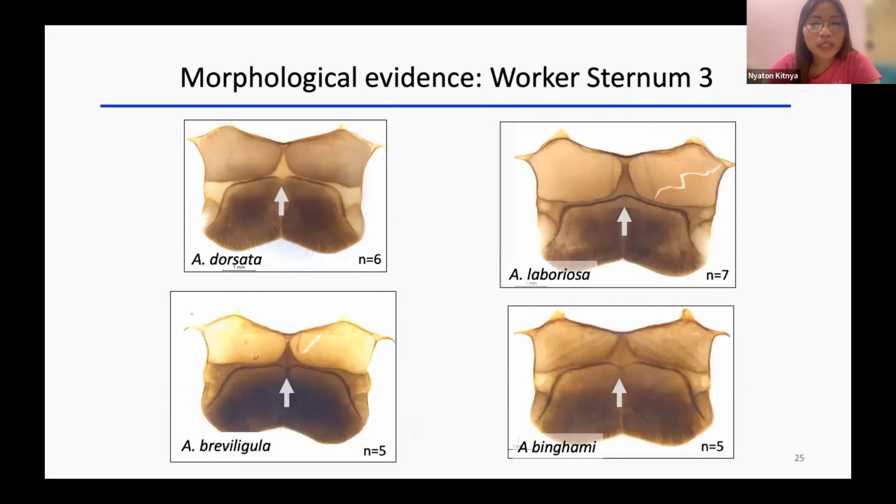Again, in sternum 3, the glandulus at the midpoint is curved anteriorly. On the other hand, in the Dorsata complex it is curved posteriorly. So this is also one of the characters that distinguish Laboriosa from the other 3 giant honeybees. Next.